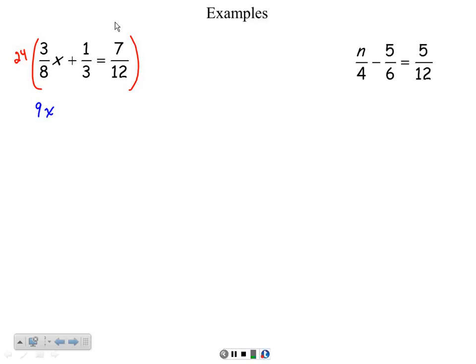Again, if we do 24 times 1/3, you can do that in your calculator, or you can skip the calculator: 3 will go into 24 8 times, and 8 times 1 is 8. And then again, we're doing the distributive property, so you're multiplying 24 times each term, so 24 times 7/12. 12 will go into 24 2 times, and 2 times 7 is 14. And you can see we have an equation where all of the fractions are gone, and that's our goal.